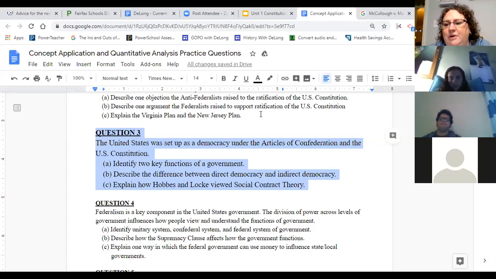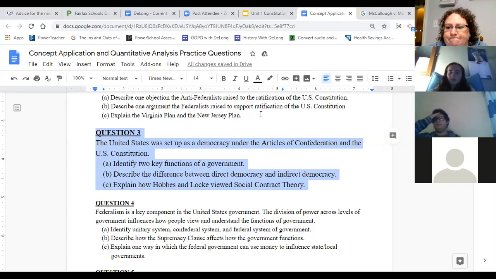So I'm going to give you a term. You tell me if it's direct or indirect democracy. A referendum. Direct. Everybody's getting to vote. It becomes law. Okay. How would Hobbes and Locke differ on social contract theory?